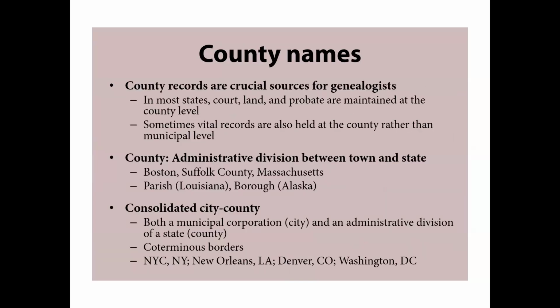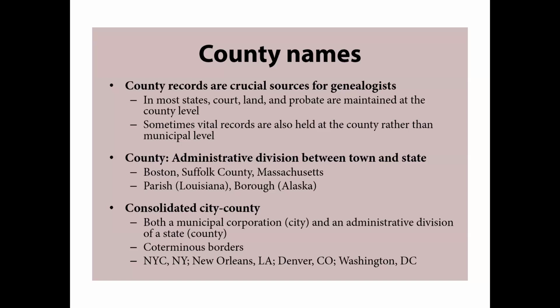County records are a crucial source for genealogists. In most cases, estates, court, land, and probate records are maintained at the county level. Again, we mentioned Vermont. That's a different case, and the same with Connecticut, just to name a couple. Now, sometimes vital records are also held at the county rather than the municipal level. And that might be the case if maybe your ancestors were all living out in, say, Michigan, that you've been able to research back. So you're very puzzled when we talk about New England, where it's at the town level.